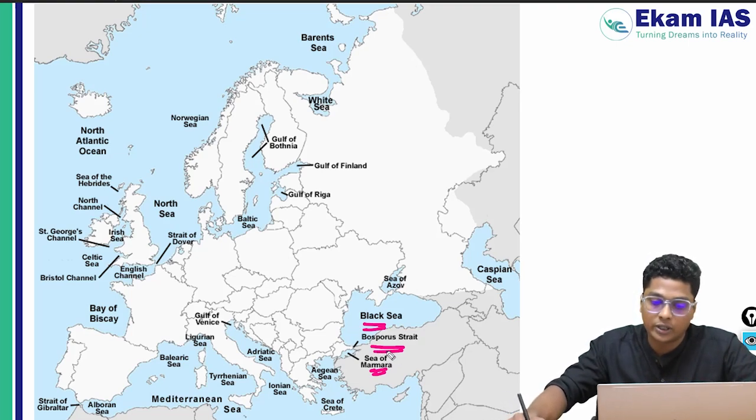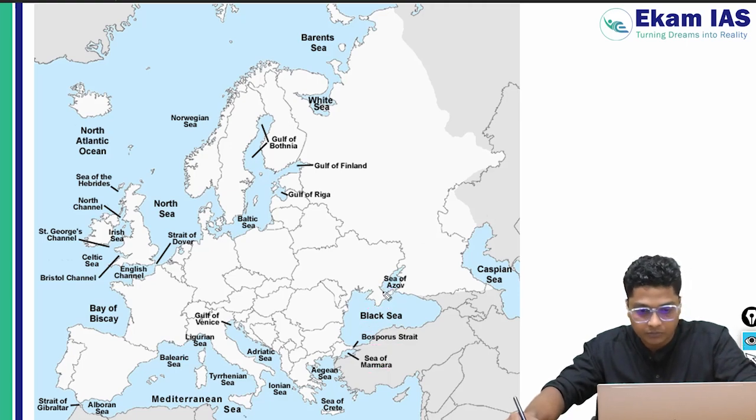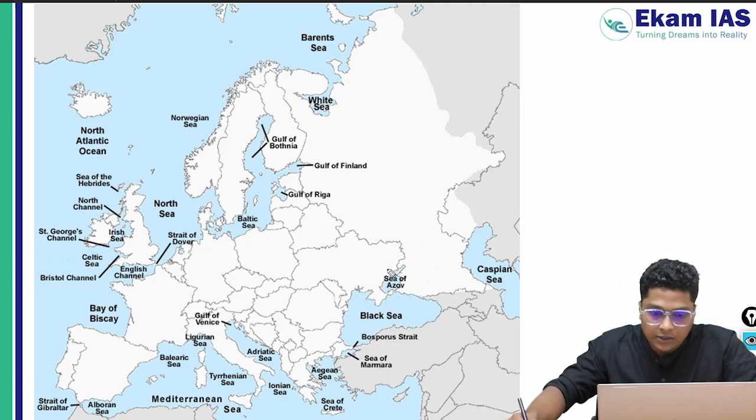The Bosporus Strait is controlled here by Turkey. And here we know that this is Ukraine, and this is Russia. So Russia has controlled this region, which is the Crimea Peninsula, right? So Russia is open to the Sea of Azov, and there is a strait here, the Kerch Strait. I'll show you the image later.